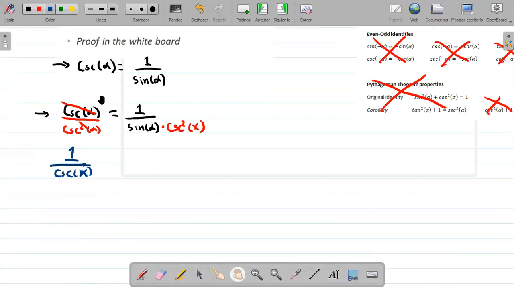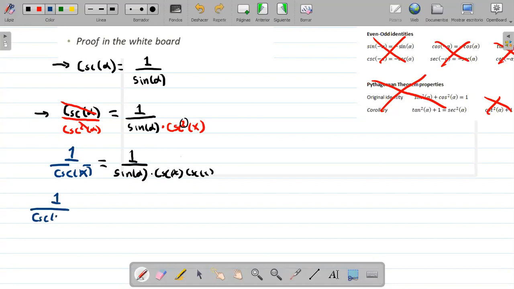Now, how can we solve this other part? This other part is the tricky part. The expression we have is 1 over sine of alpha times cosecant of x times cosecant of x. What I did is separate that cosecant squared into cosecant times cosecant. So we already have the first part, which is in blue, 1 over cosecant of x, not of x, sorry, of alpha. And that's going to be equal to, okay, here comes the tricky part.